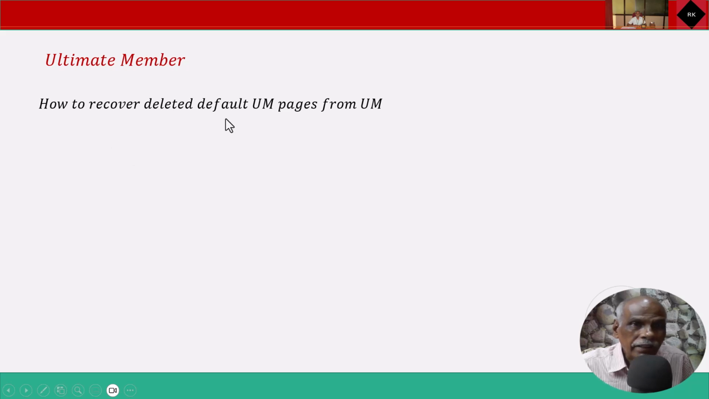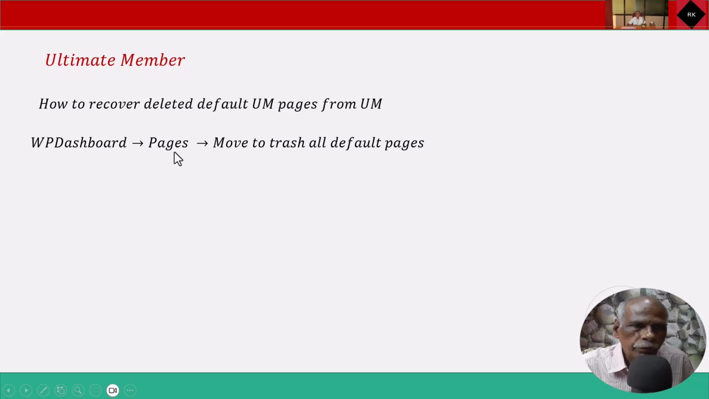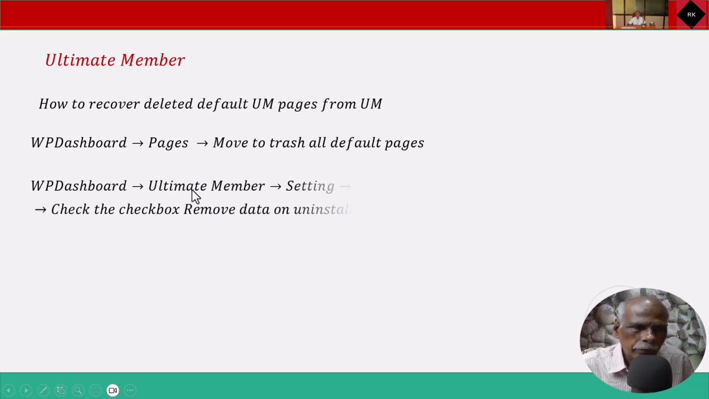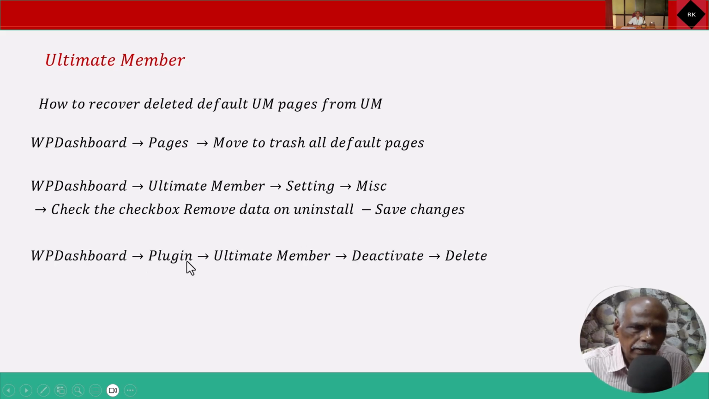And how to recover the deleted default UM pages? All you have to do is go to the WP dashboard, pages, move to trash all the default pages and then go to dashboard, Ultimate Member, setting. There will be a miscellaneous setting there. Select that. Check the checkbox, remove data on uninstall. And then save changes. Now go to plugin, Ultimate Members, deactivate and delete this.